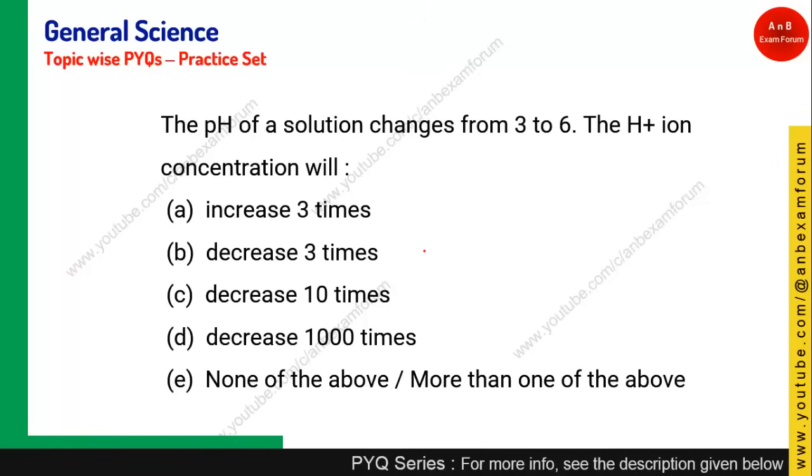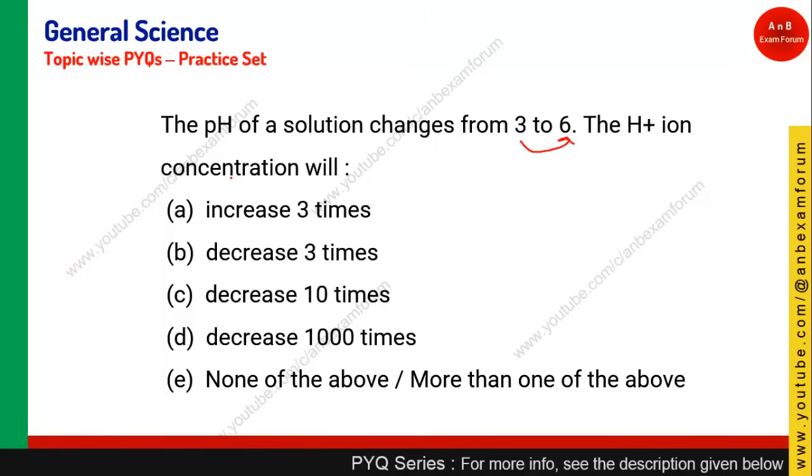Let's see the next question. When the pH of a solution changes from 3 to 6, the hydrogen ion concentration will become what? Since it is moving from acidic to basic in nature, the hydrogen ion concentration will decrease. So it will not increase, so this option is eliminated.